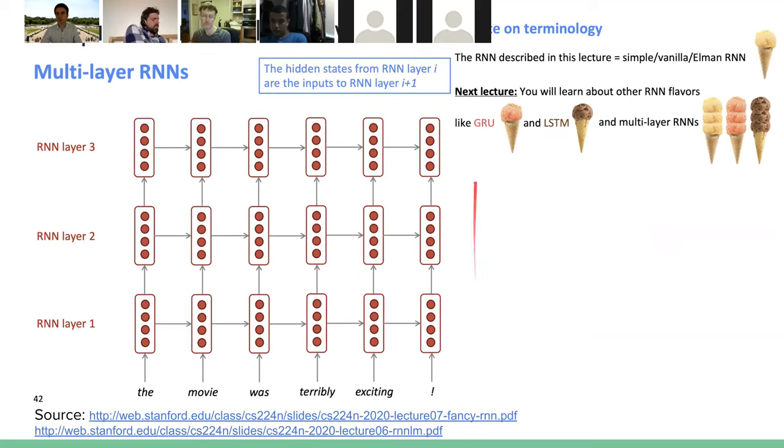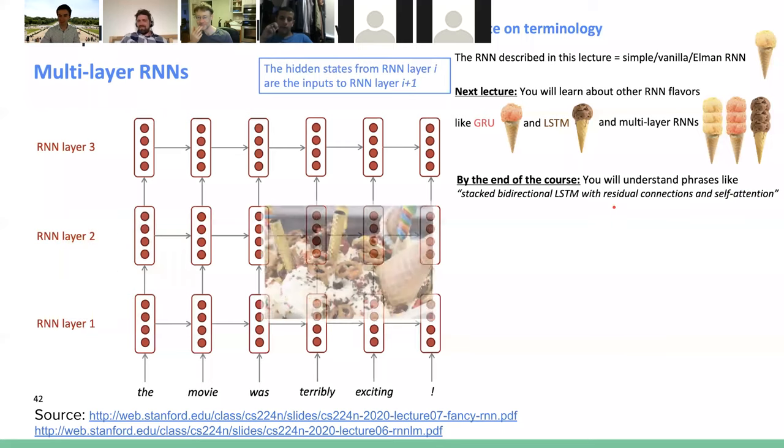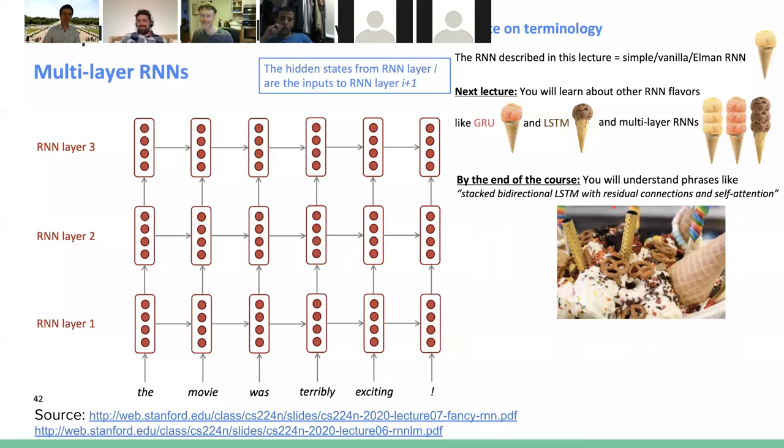Just a joke here that I really found funny, I thought to share it with you. In this class, CS224, they talk about vanilla RNNs, they talk about vanilla ice cream as well. They talk about different flavors like GRU, LSTM, and multi-layer RNNs where you stack them on top of each other. Then they said that at the end of their course, you'll be able to understand what stacked bidirectional LSTM with residual networks and self-attention means. We haven't talked about self-attention, but they show this picture, which is basically all the combinations you've seen together and all the toppings. That was a good job.